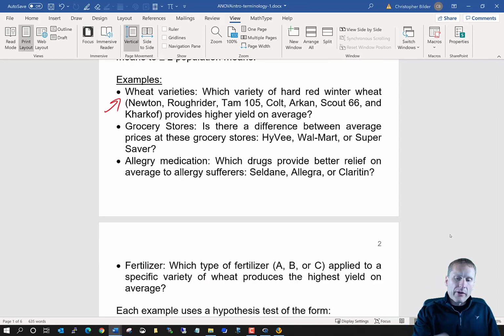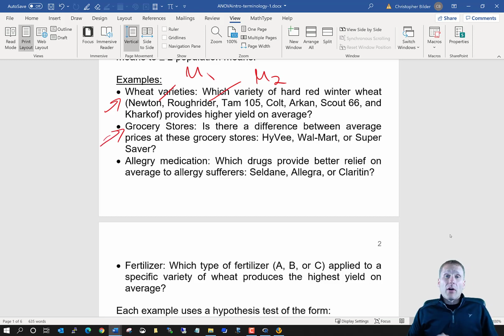Well, for example, when I was in grad school, I went to Kansas State University, and wheat is a big thing there. One of the projects that I worked on when I was there was to determine, among different wheat varieties, which will produce the highest yield of wheat on average. So mu1 might be for the Newton variety, mu2 might be for the Rough Rider variety. Look at, let's say, a hypothesis test that looks at are the means equal versus one pair of means that's unequal. That's what we do in analysis of variance.